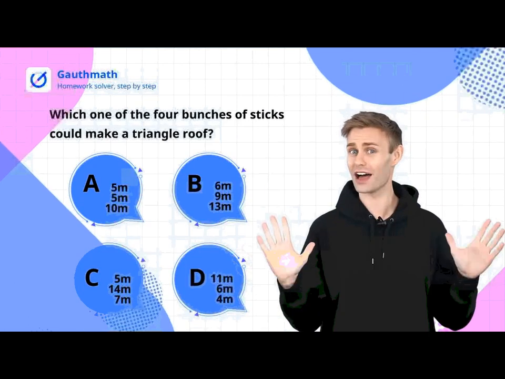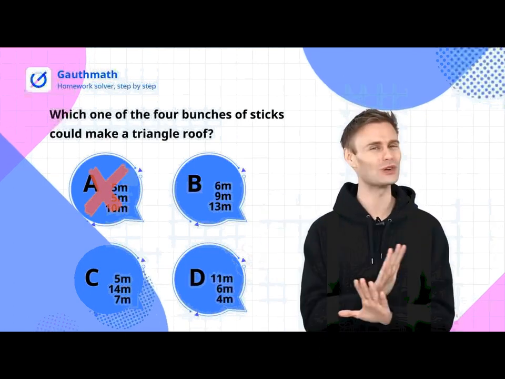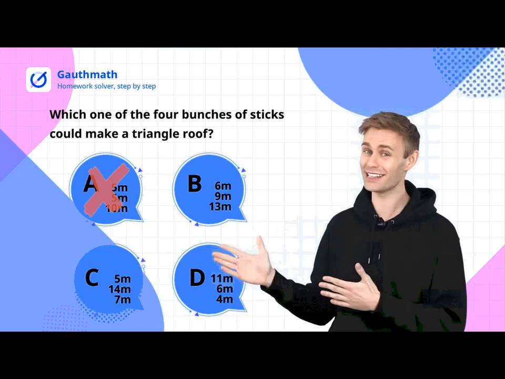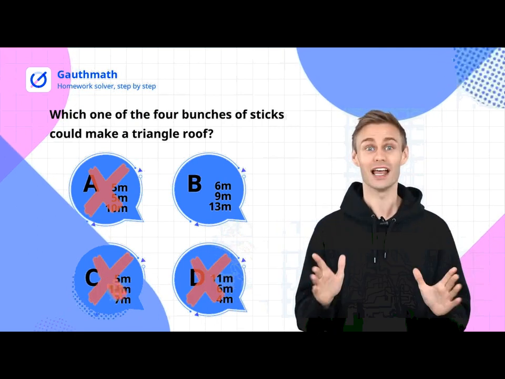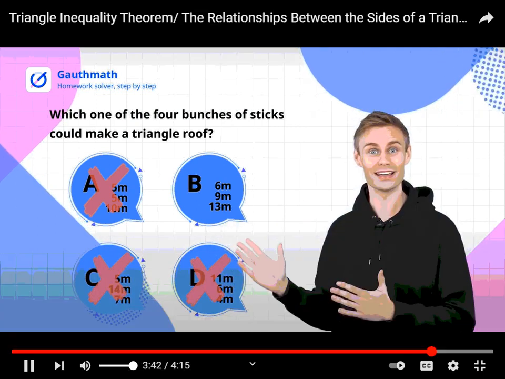In option A, 5 plus 5 equals 10. We can rule it out. Likewise, option C and D can be ruled out. Take a closer look at option B.